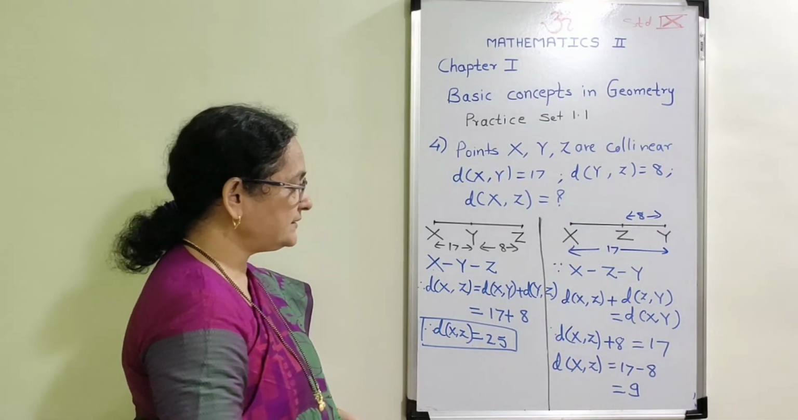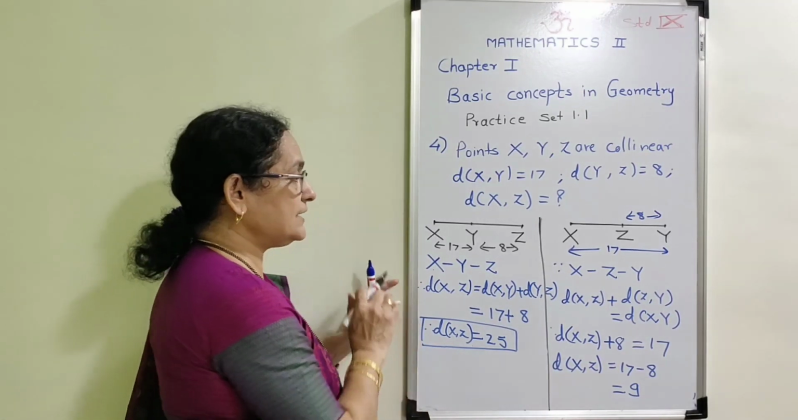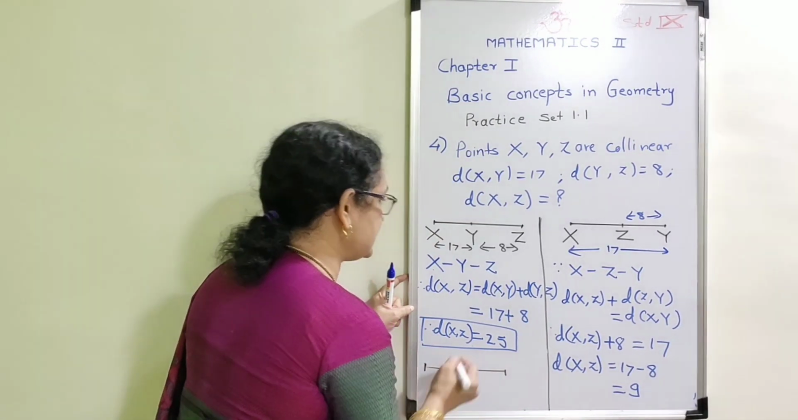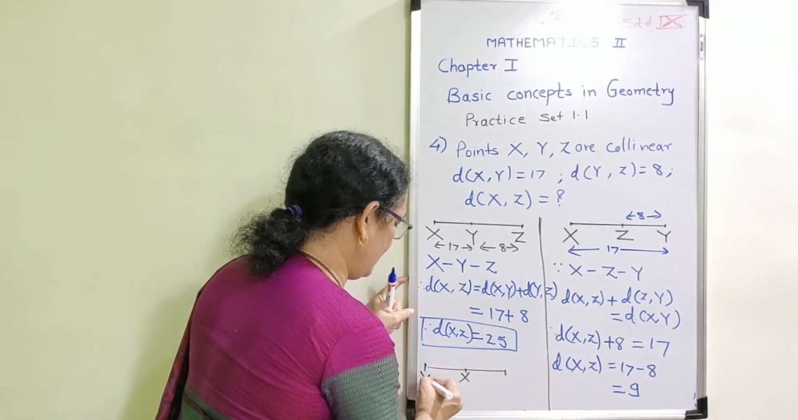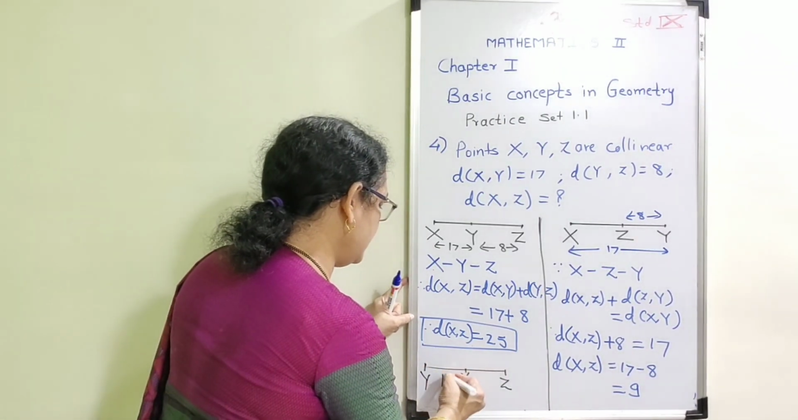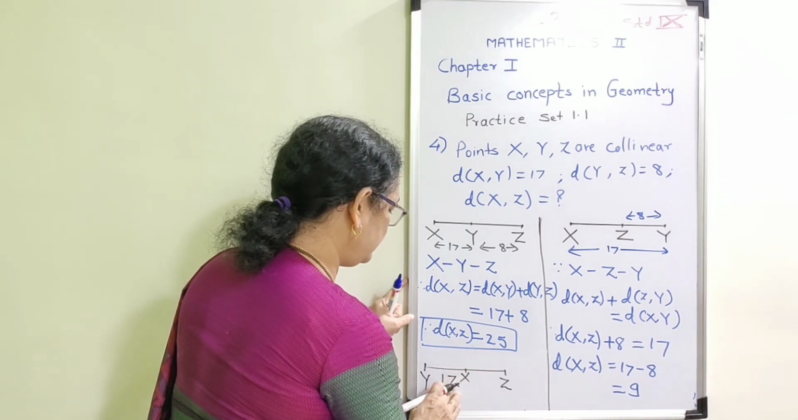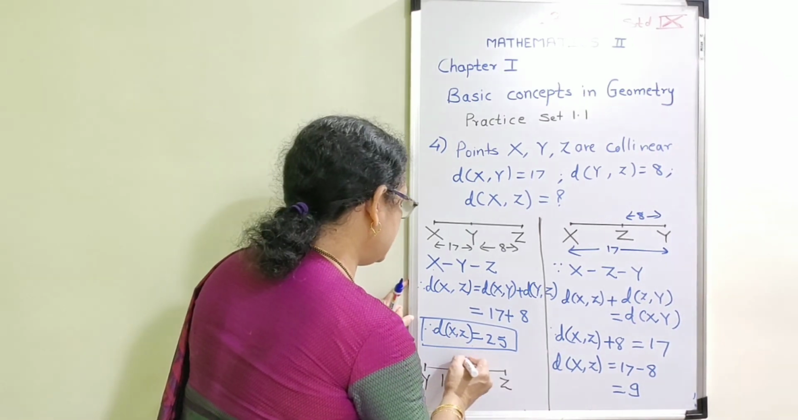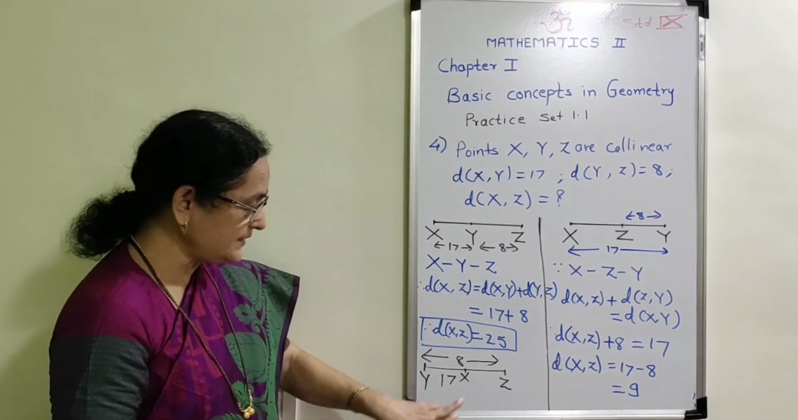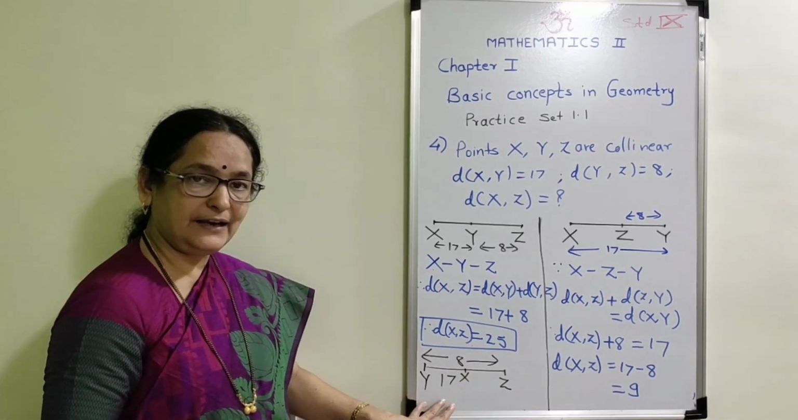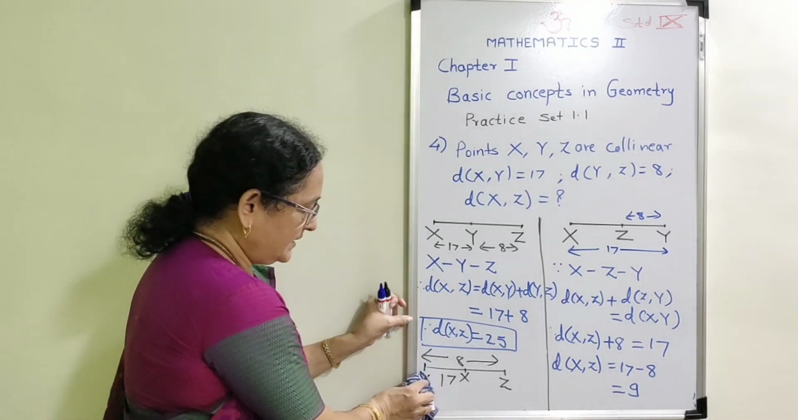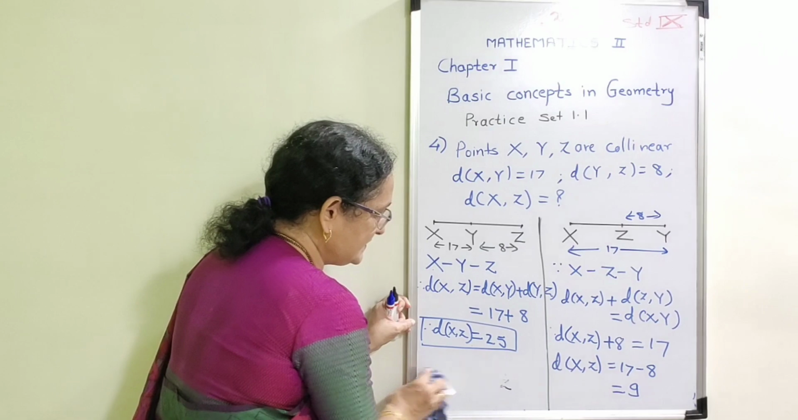Now consider why the third position is not possible. Suppose I have taken the figure like this, X in between Y and Z. What is the position? XY is 17 and YZ is 8. Observe the position. Is this correct? 17 is greater than 8 and therefore this condition is not possible, and that's why this third possibility is not possible.